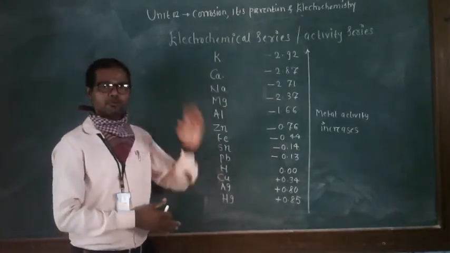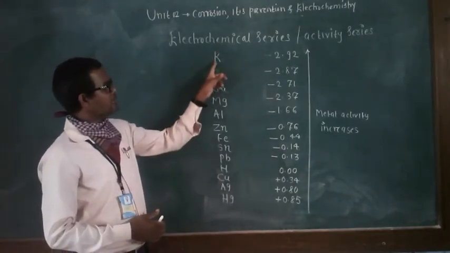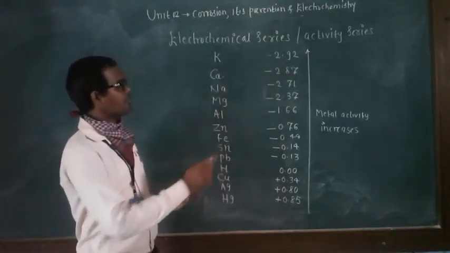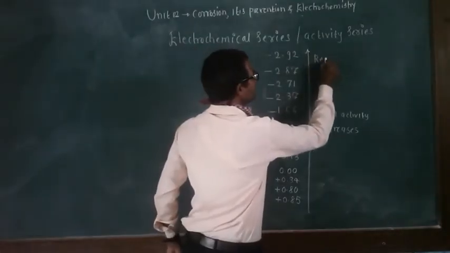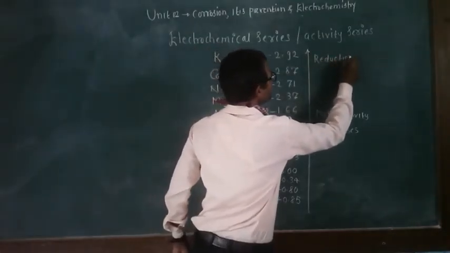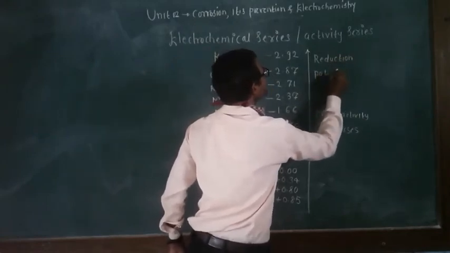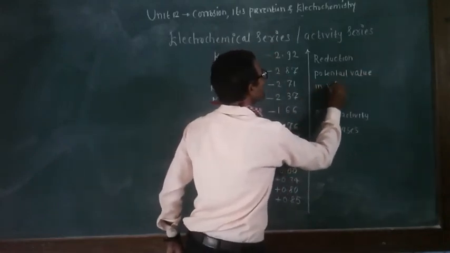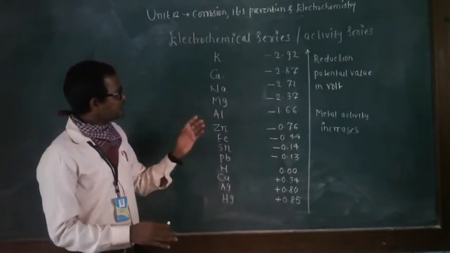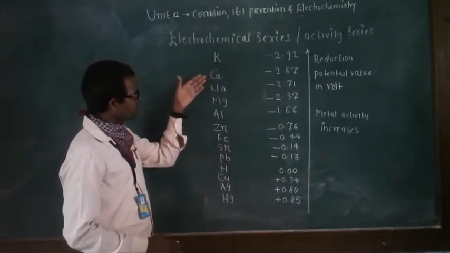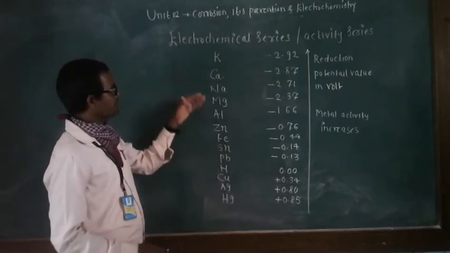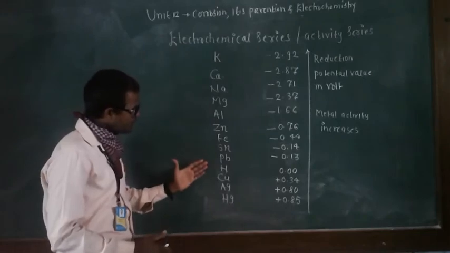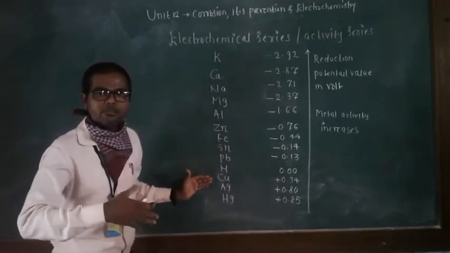All these are nothing but the electrodes. The first one is potassium, and here the value is given as minus 2.92. These values are the reduction potential values in volts. As you see, potassium, calcium, as we go downward, it has been observed that the metal or the electrode becomes inactive.